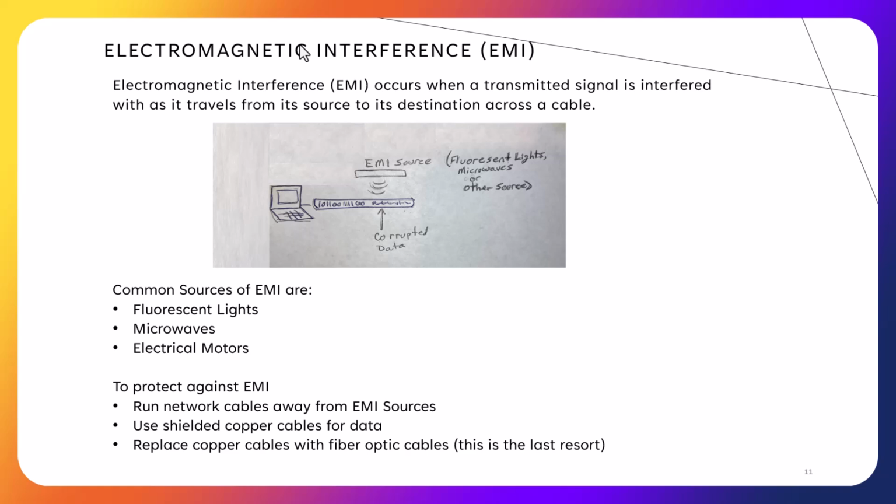You may have to move it. To protect against the EMI, if we're in a cabling situation, run these cables away from your sources. So don't run cables over, say, fluorescent lights or under motors. Try to get those cables away from them. If you can't get away from the EMI source, use shielded copper cables for your data. If that still doesn't work, if it's a really strong EMI source, you may have to replace copper cables with fiber optic cables. That's a last resort.